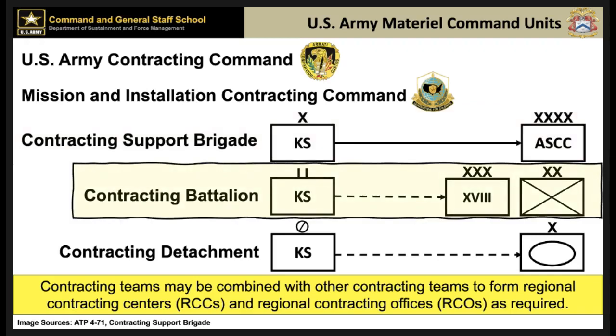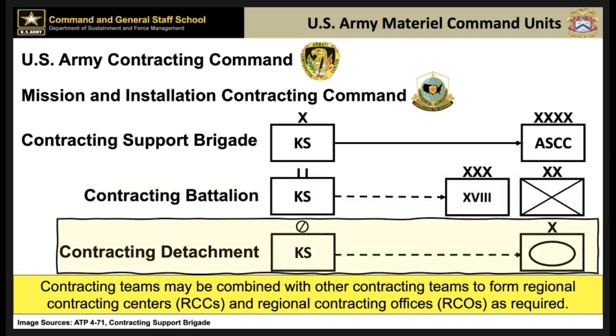Contracting battalions are primarily aligned to divisions. They exercise C2 over their organic units. These battalions are often aligned with the TSC or ESC. Contracting teams or detachments may provide direct support to individual maneuver BCTs, and they are often aligned with sustainment brigades.